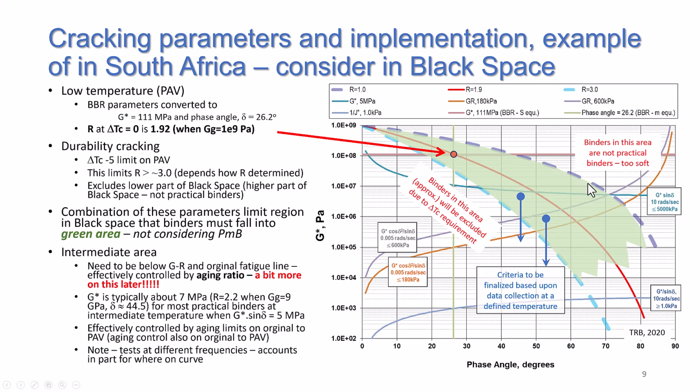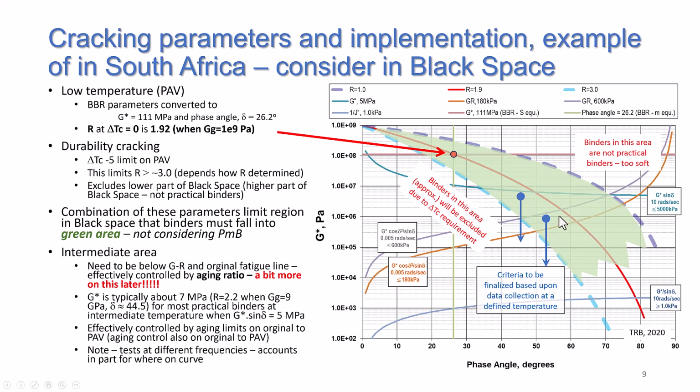What we have is an idealized green area where we want paving grade binders to lie between. Binders in this area would be too soft, they wouldn't be practical binders, and they would fail on other aspects. They wouldn't perform in rutting criteria, etc. Binders on this side will be excluded maybe by a delta TC requirement. They'd be too oxidized, they'd be sensitive to cracking. So there's some range in between here that binders are acceptable.